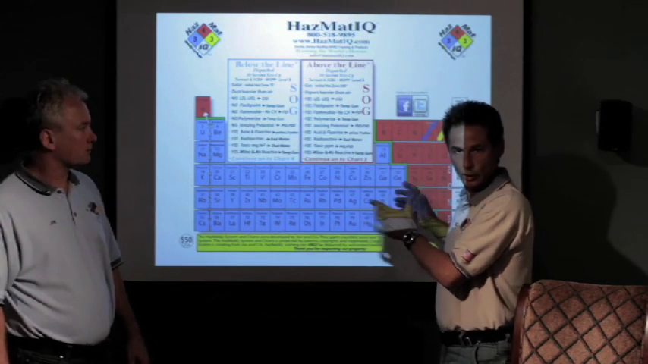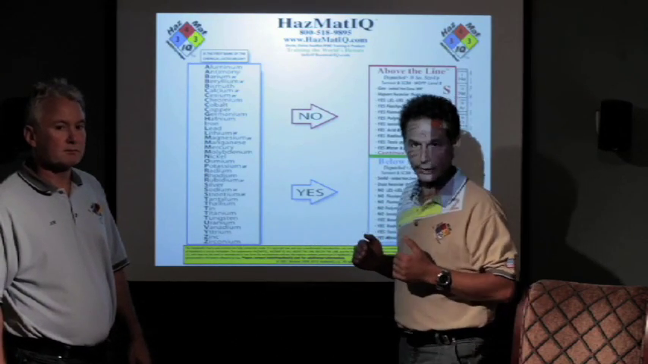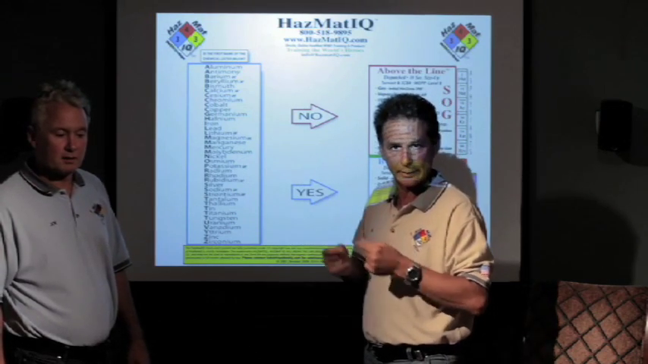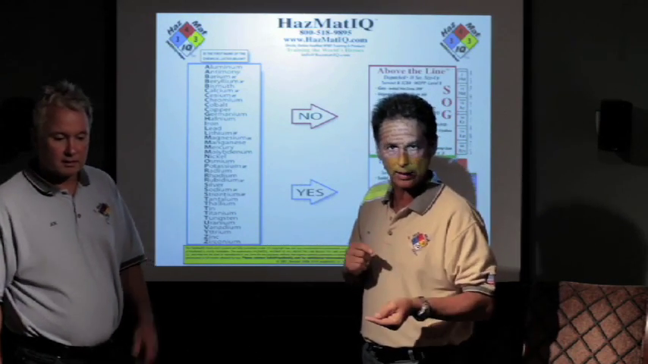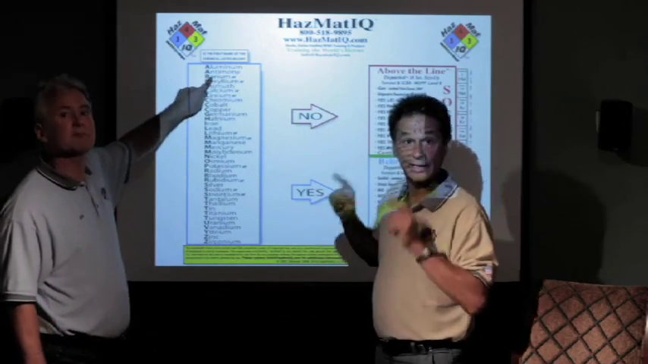So what we did is in chart 2, if you flip it over, there are all the below-the-line chemicals in alphabetical order, and it asks you at the very top, is the first name of your chemical listed below? It's a yes or no answer. I go down and I see under B, barium. I say yes, it's there.